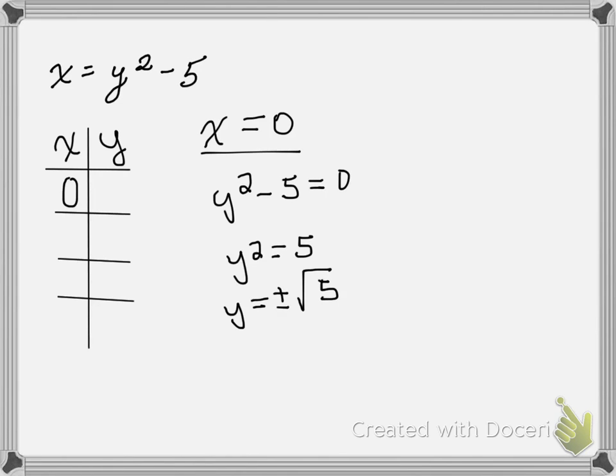So do you remember how to get from this to this? Go ahead and take a look at that. Y squared equals 5, and that brings us to y equals plus or minus the square root of 5. And those are the y-intercepts.